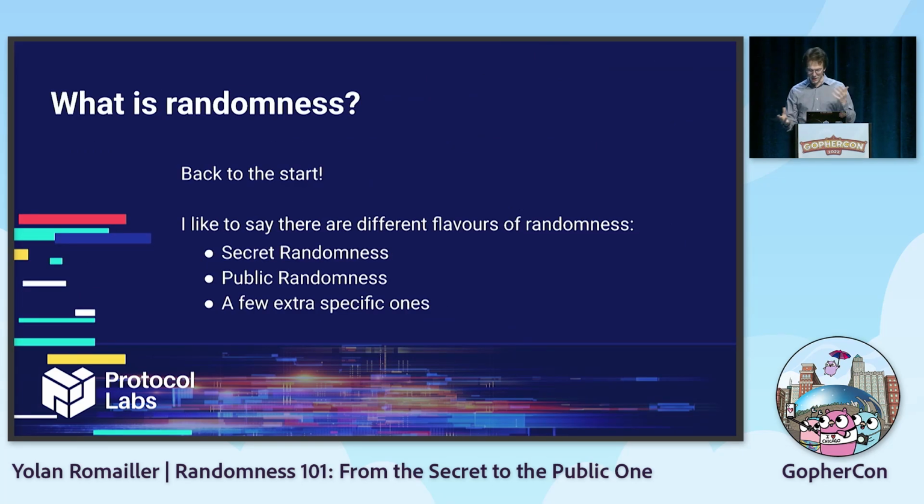So let's go back to the start and the title of my talk. So what is randomness? I like to say there are different kinds of randomness. So the first one, the one we're most used to, would be secret randomness. The next one would be obviously public randomness. And there are a few extra ones we'll see later.